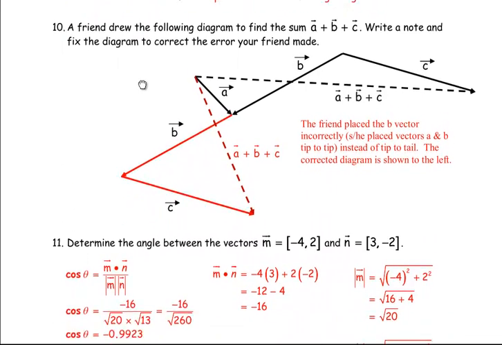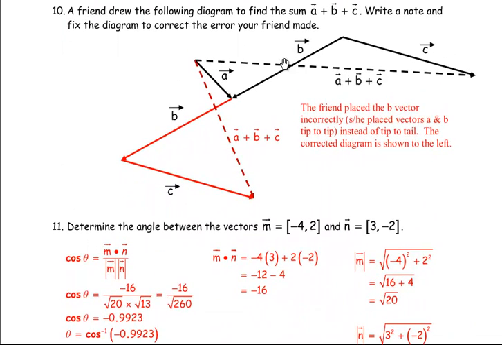For number 10 here, you had a friend, and the original diagram is the one in black here, drew this diagram to try to find the sum a plus b plus c. And you're supposed to write a note about what they did wrong and then fix it.